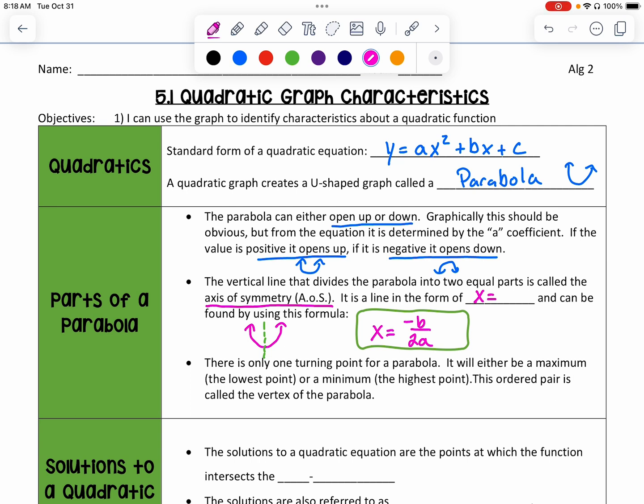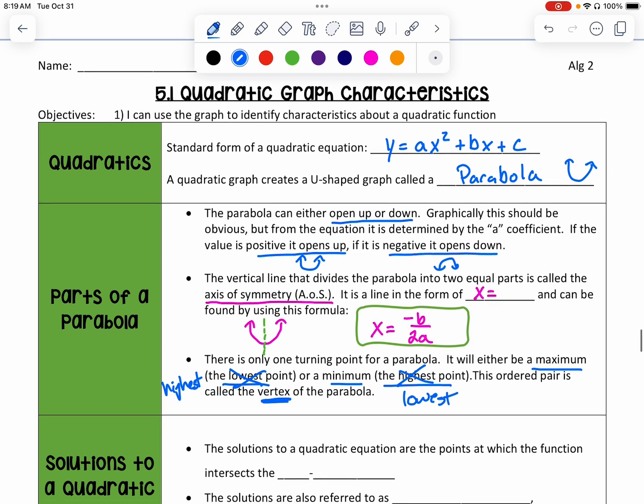Parabolas, because they're a U, only have one turning point. So one spot where it either switches from increasing to decreasing or decreasing to increasing. So we'll either have a maximum or a minimum. A maximum is the highest point, and the minimum is the lowest point. And the ordered pair is called the vertex. So we'll get to that when we look at the graph.